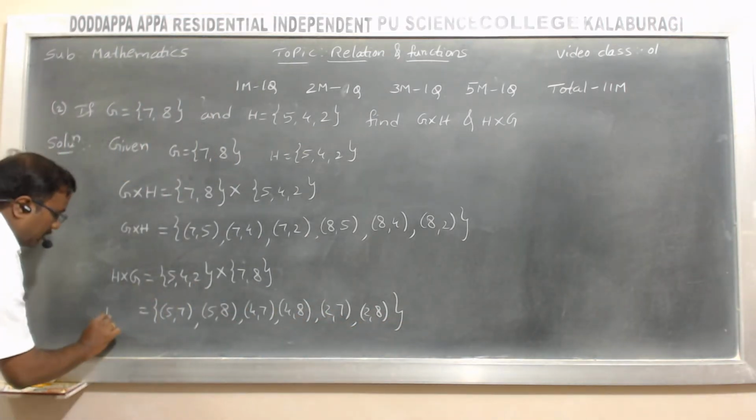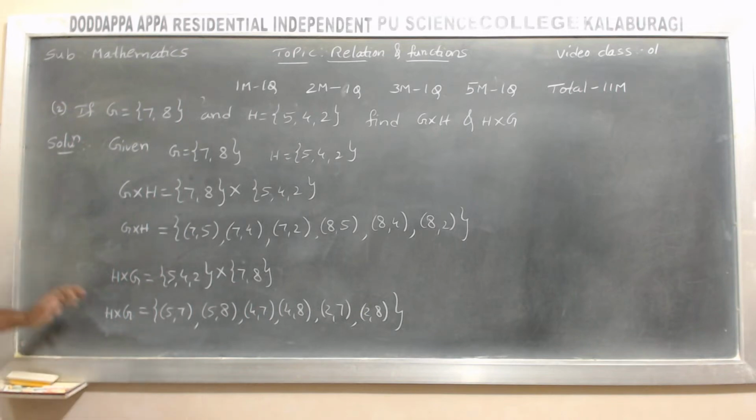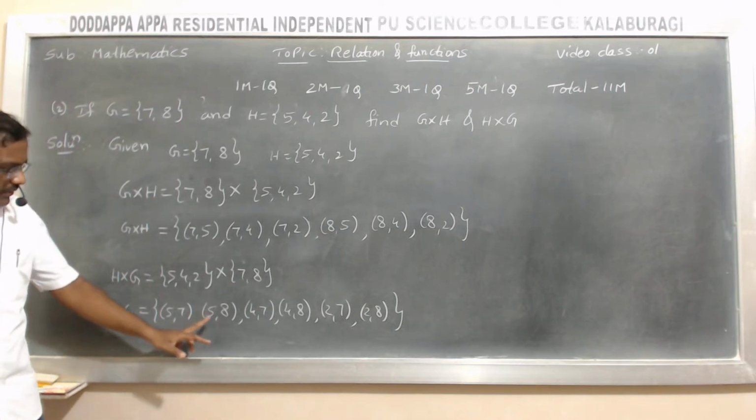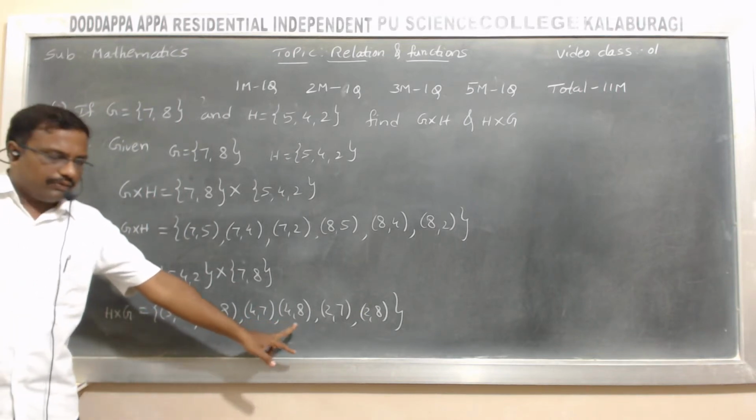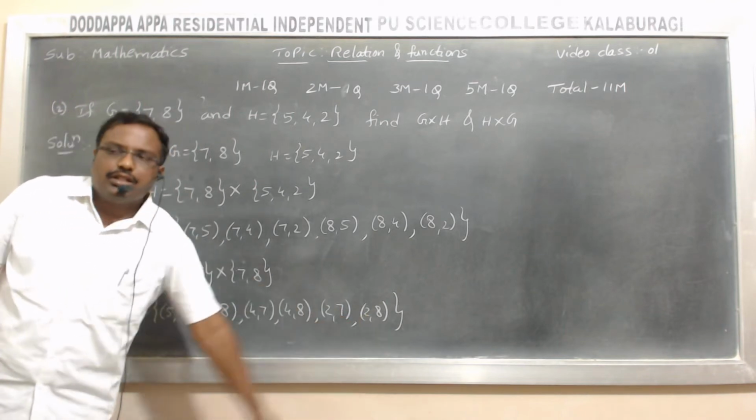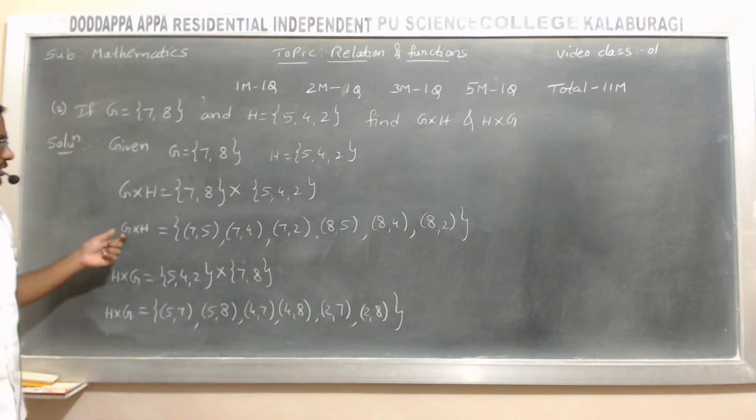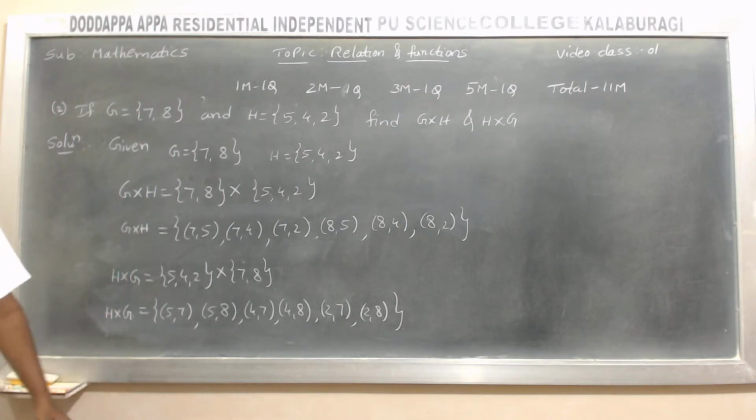Okay, so we get the answer H cross G is equal to (5,7), (5,8), (4,7), (4,8), (2,7), (2,8). We get the answer G cross H and H cross G.